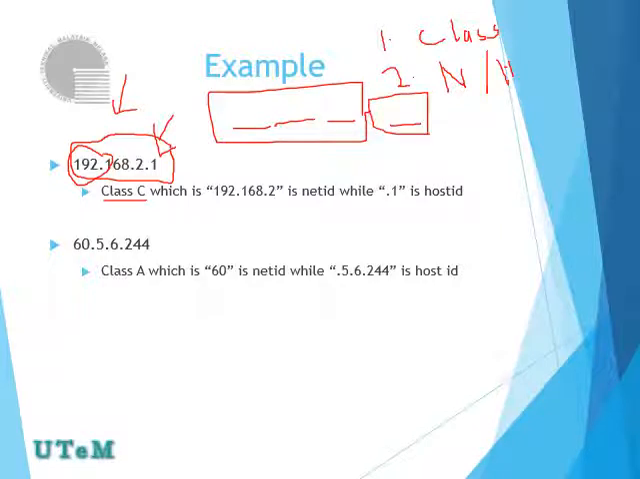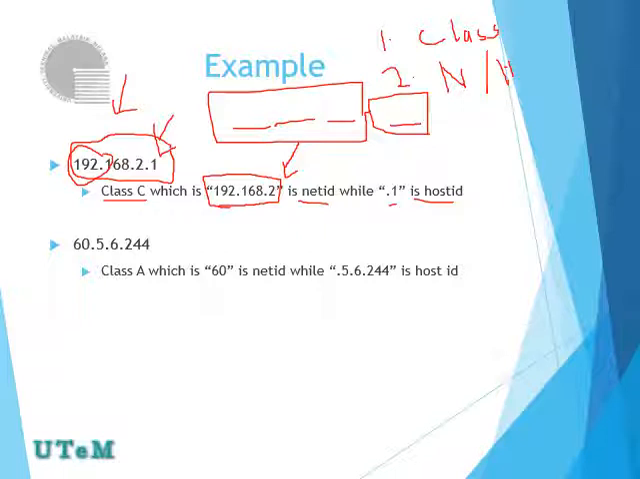So based on this, we know that 192.168.2 is assigned for the net, and .1 is for the host. So 192.168.2 is the net ID, and .1 is the host ID. That's how we identify the net and host portion for a given IP address.